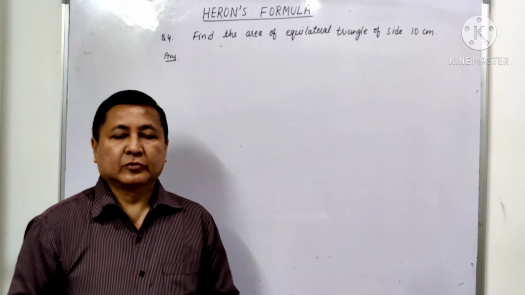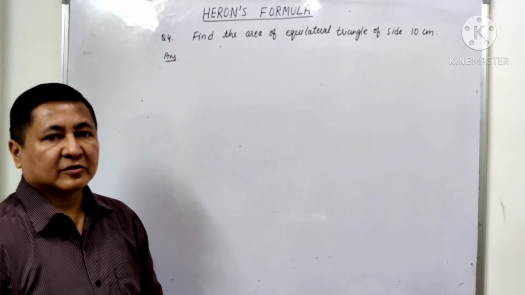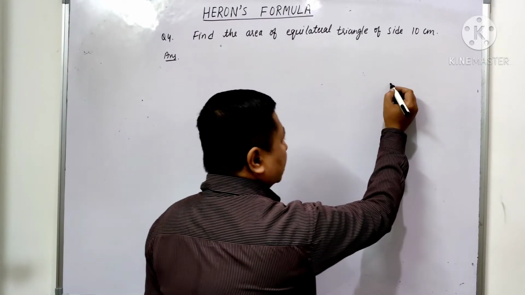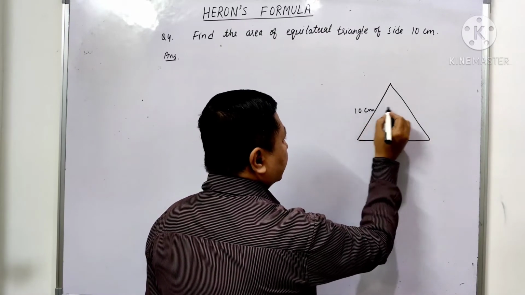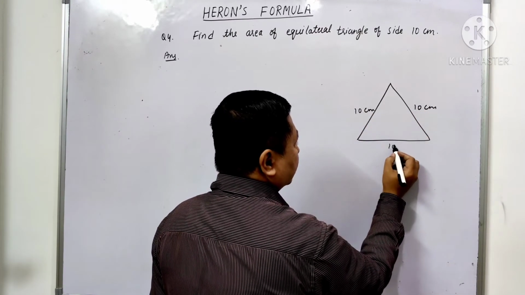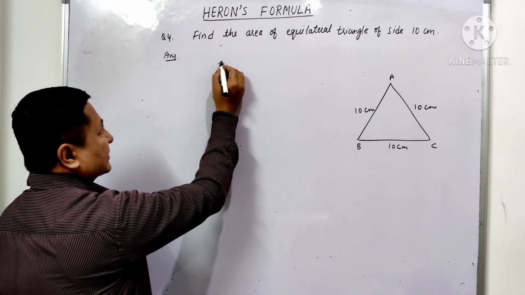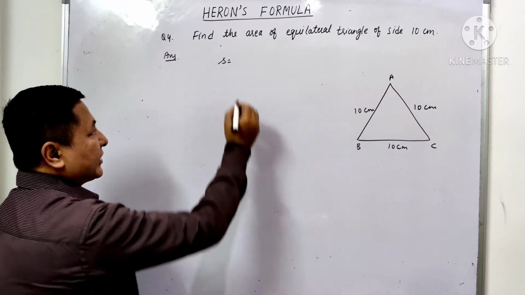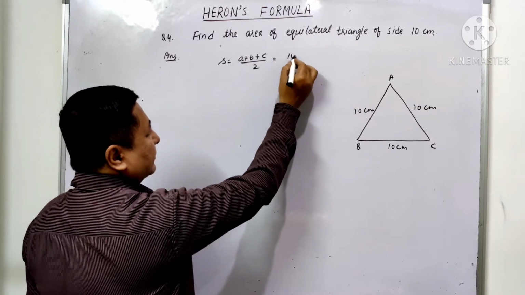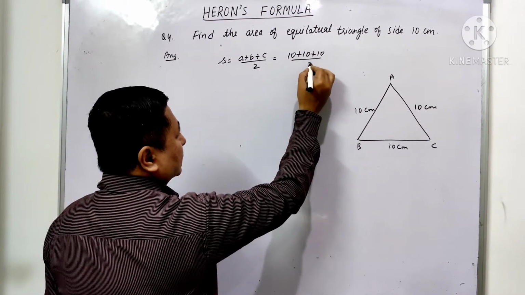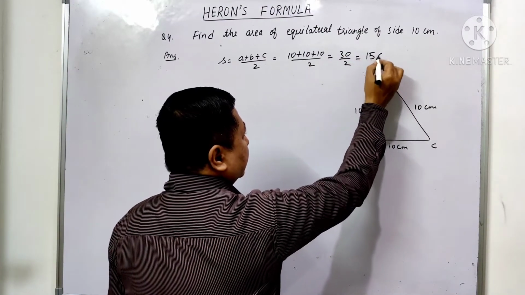Now let us solve question number 4 from the topic Heron's formula. Find the area of an equilateral triangle of side 10 centimeter. Now we know an equilateral triangle has all the sides equal. So each side will be equal to 10 centimeter, 10 centimeter and 10 centimeter. So all the three sides will be equal. So now first we will find the semi-perimeter. Semi-perimeter is (A plus B plus C) upon 2, and that is equal to (10 plus 10 plus 10) upon 2, that is 30 upon 2, and that is equal to 15 centimeter.